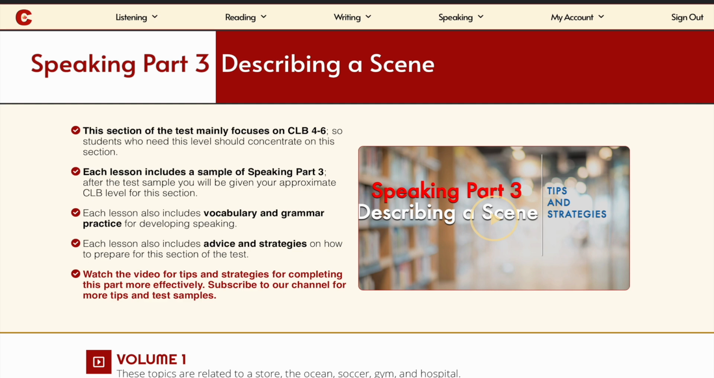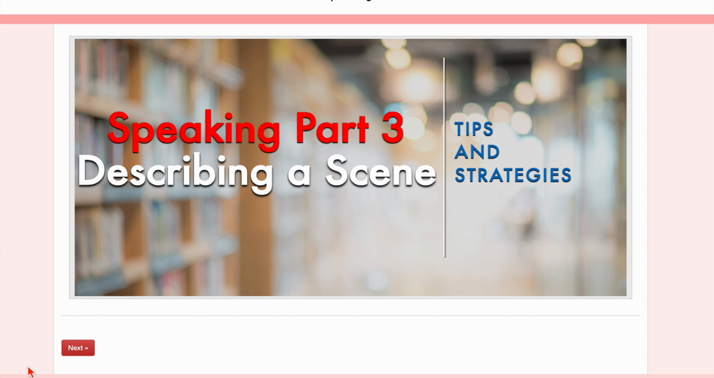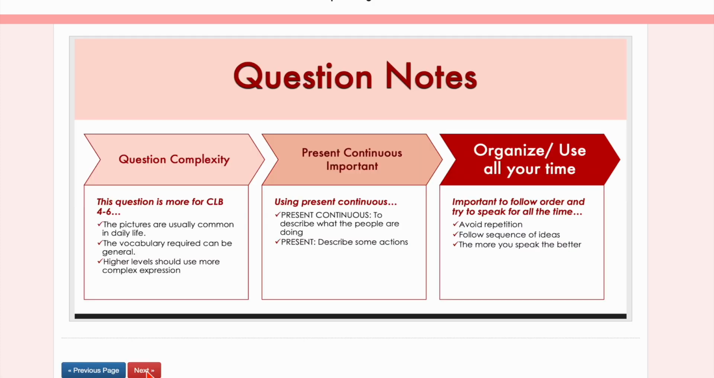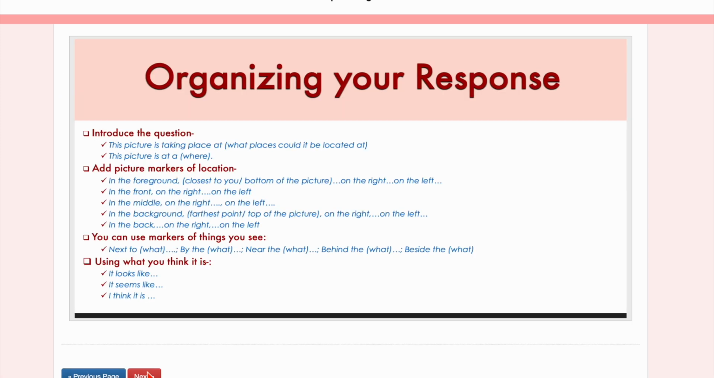For now, I will just be looking at the pages of the guide. It tells us about looking at the picture and preparing, what we should do to understand the picture better, what kind of grammar we can use. Very important, I'll say that right now. We need to use present continuous. Present continuous is the most important tense for this question, and this is why this question is a lower level complexity, okay? And also, very important, organizing our answer.